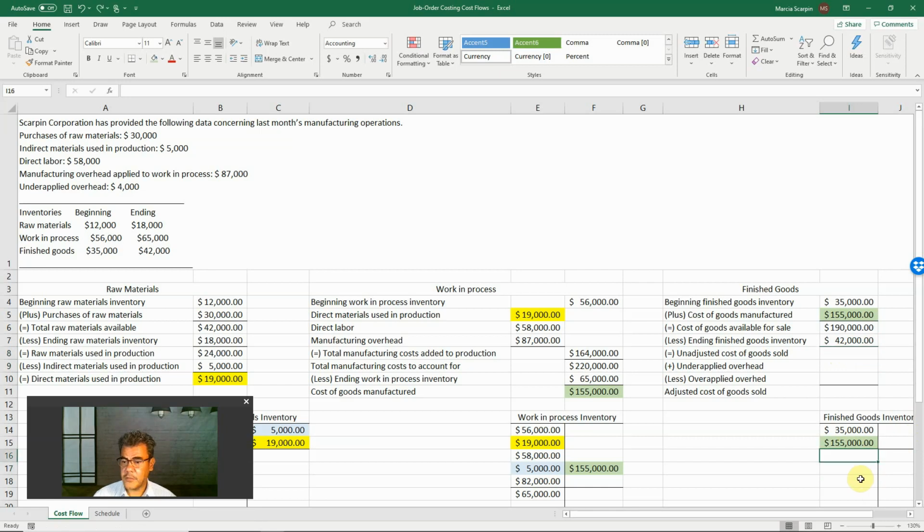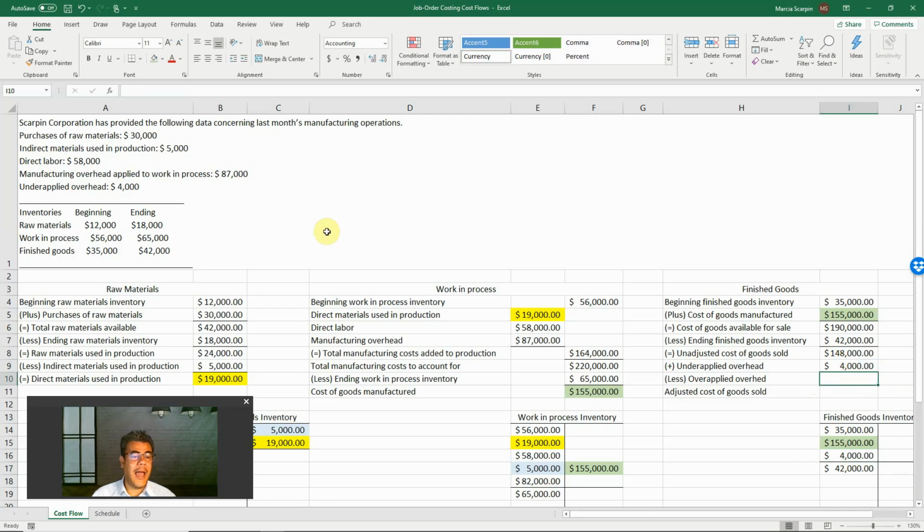So, okay, let's do it again here. So here, the 42. And here, 190 less 42. We have the under applied overhead. Our actual number is greater than our estimated number. So we need to increase our estimate numbers by $4,000. So it is a debit in finished goods inventory.